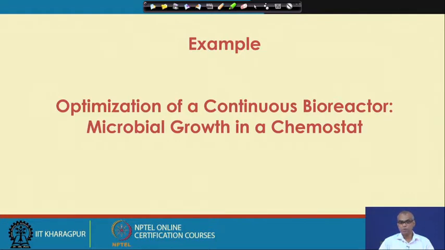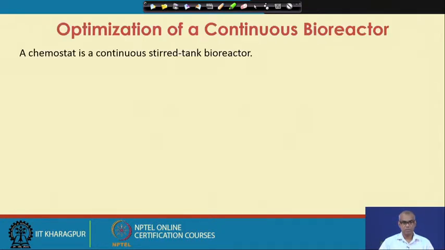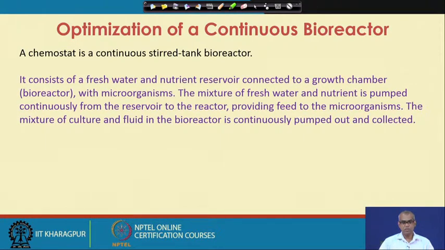So, optimization of a continuous bioreactor and specifically we will discuss microbial growth in a chemostat. A chemostat is a continuous stirred tank bioreactor. It consists of a fresh water and nutrient reservoir connected to a growth chamber which is called bioreactor with microorganisms. The mixture of fresh water and nutrient is pumped continuously from the reservoir to the reactor, providing feed to the microorganisms. The mixture of culture and fluid in the bioreactor is continuously pumped out and collected.